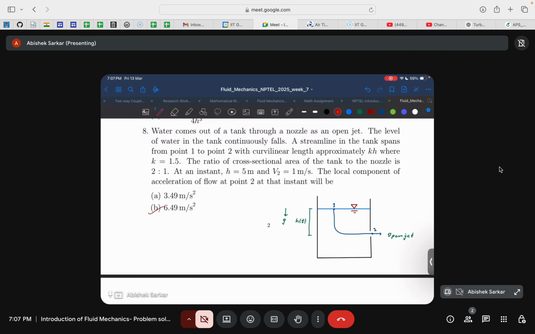Meanwhile, you can try to take similar problems and try to understand the application of Bernoulli's equation, and try to solve similar problems.